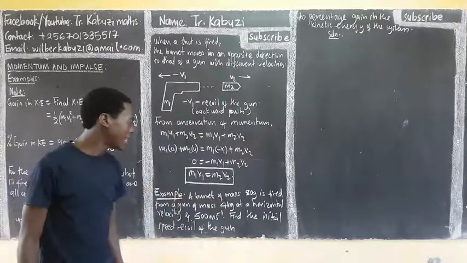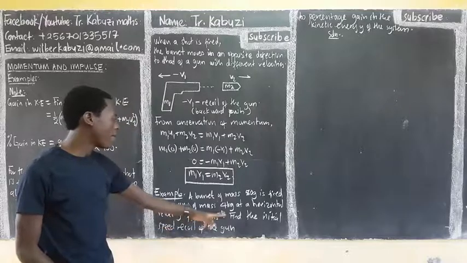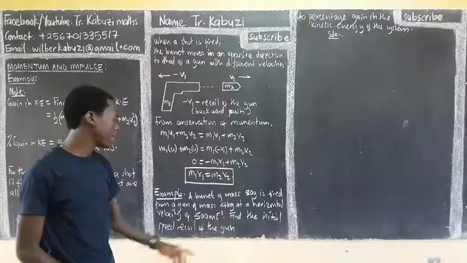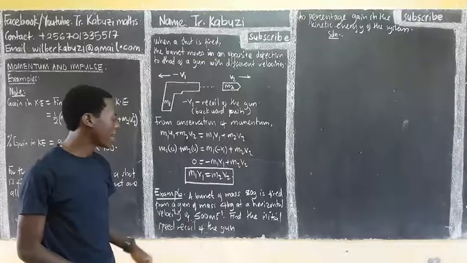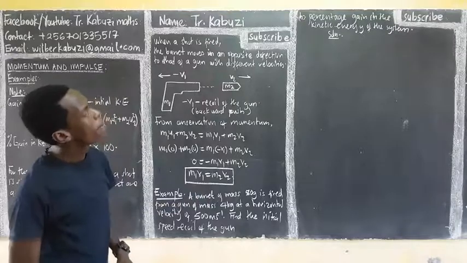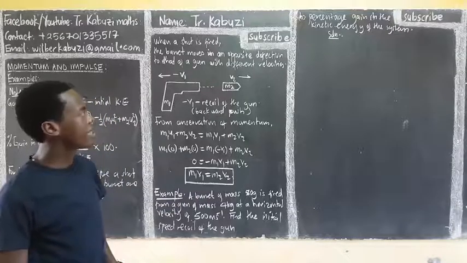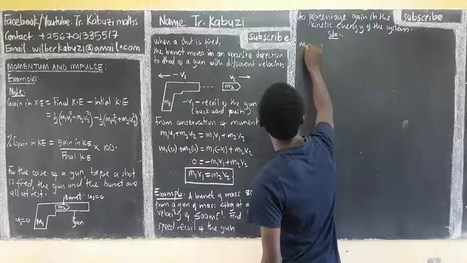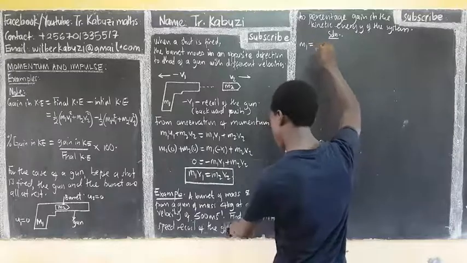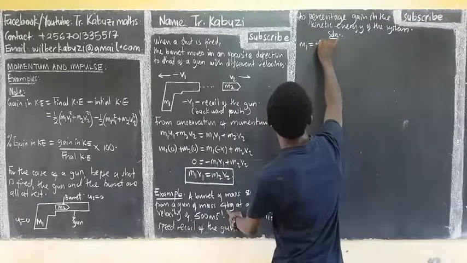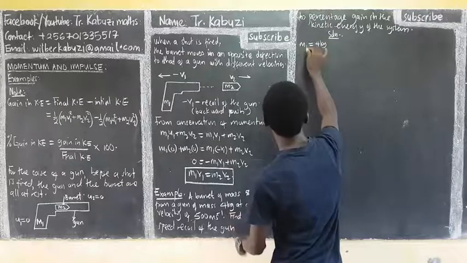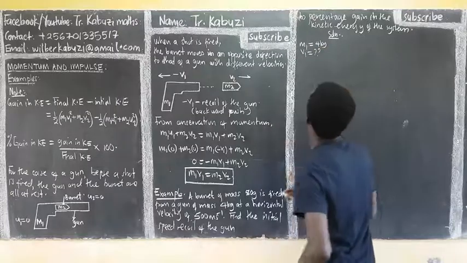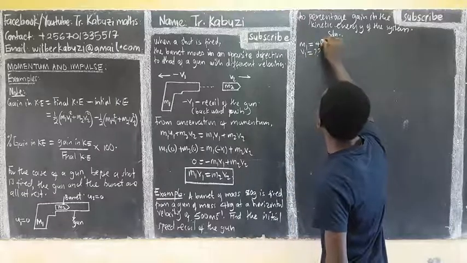A bullet of mass 80 grams is fired from a gun of mass 4 kilograms at a horizontal velocity of 500 meters per second. A, find the initial speed of recoil of the gun, so they are asking for V1. B, the percentage gain in kinetic energy of the system. So our mass 1, of the gun, is 4 kilograms, and they're asking us for V, the final velocity. Here we have our gun.